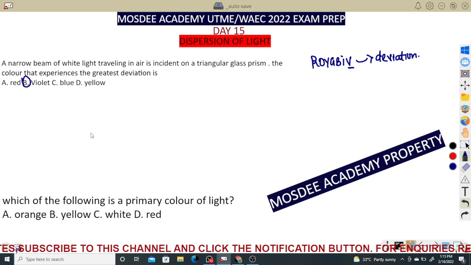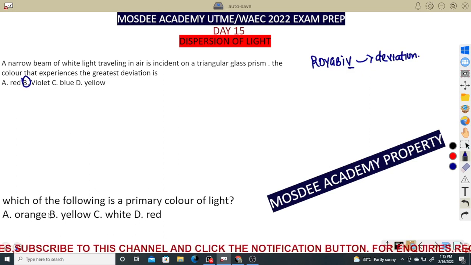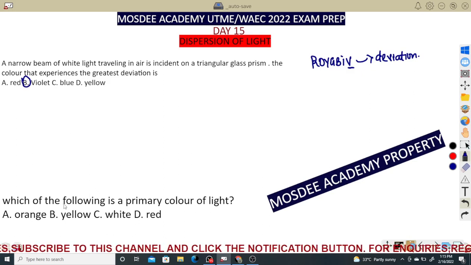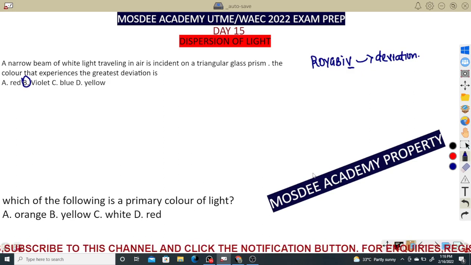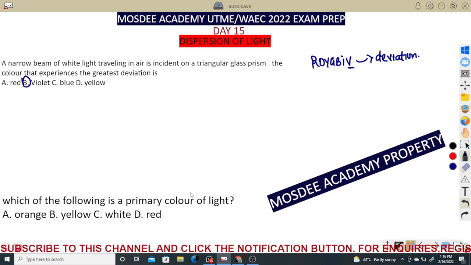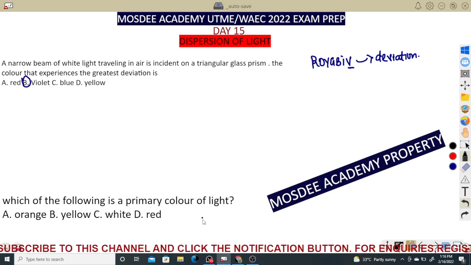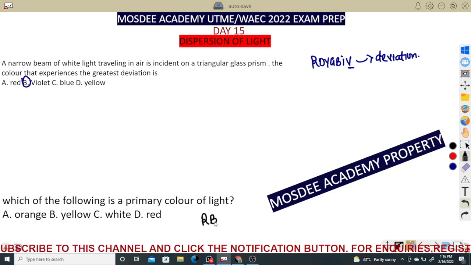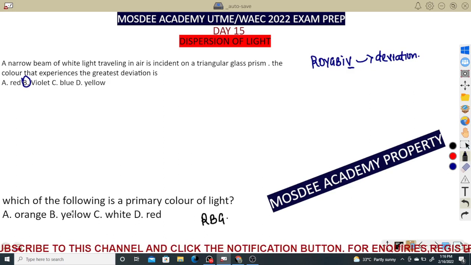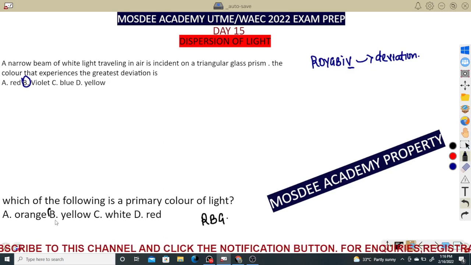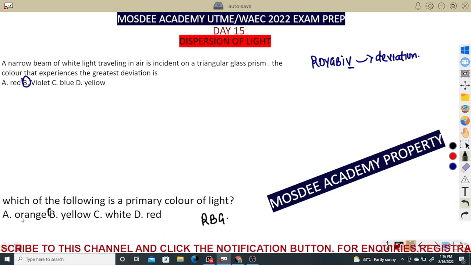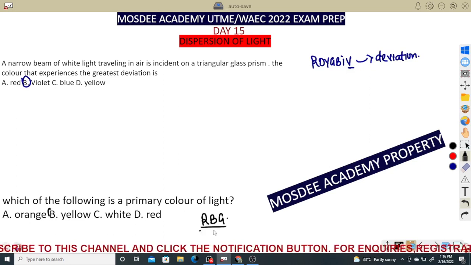I think this is a very simple question. Which of the following is a primary color of light? I think it's a cheap question from the academic team. Thank you for giving us a cheap question this time around. We'll talk about R, B, and G. You can see what I'm talking about. You guys will say yellow. Yellow is not a primary color. So out of all these options, these are primary colors.